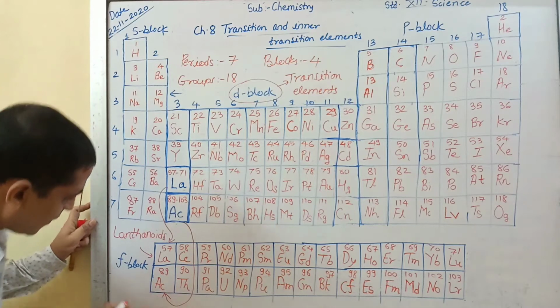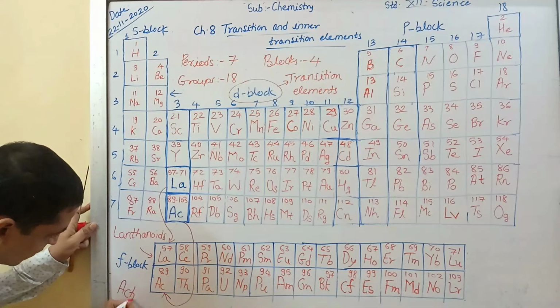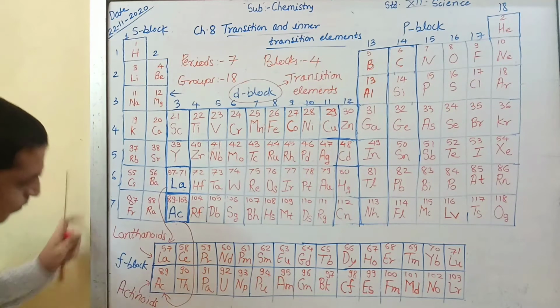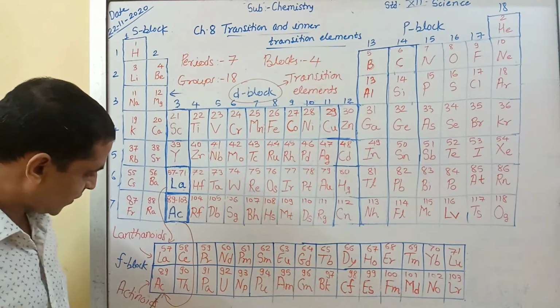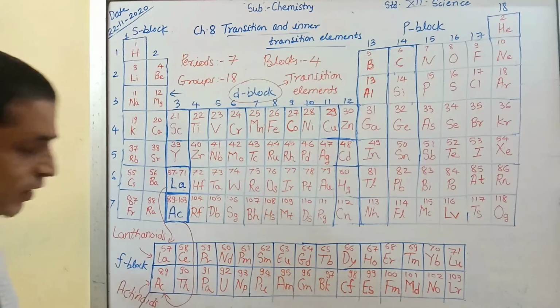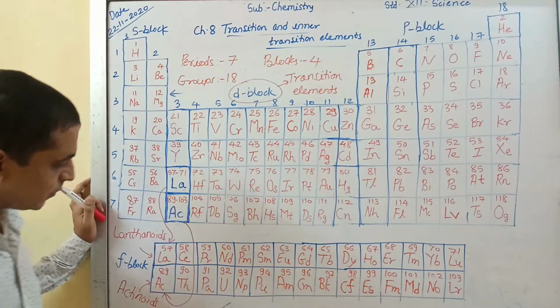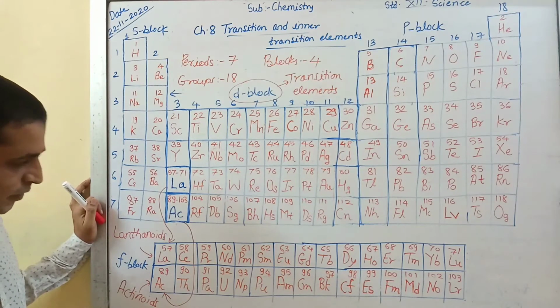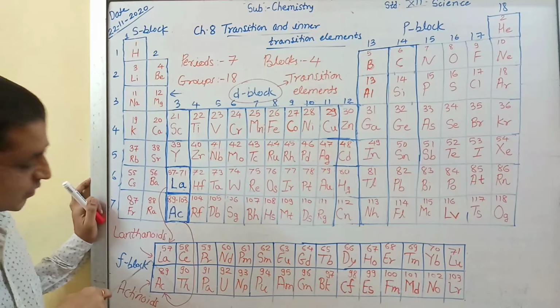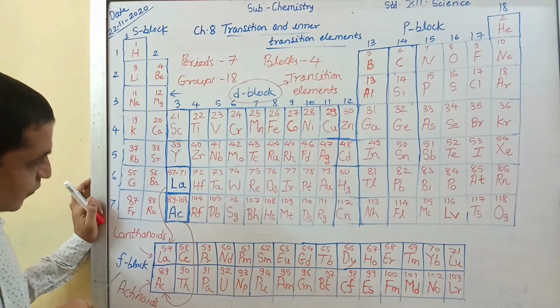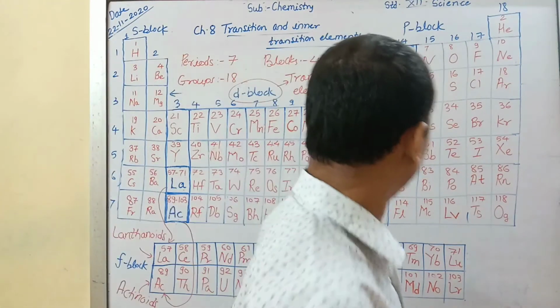Similarly, these elements are called actinoids because actinium is the first element. So they are placed at the bottom of the periodic table and they are called F block elements. F block elements are those elements in which the last electron enters the F subshell of an atom.